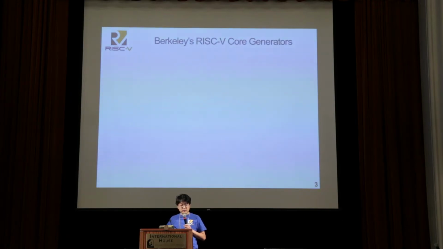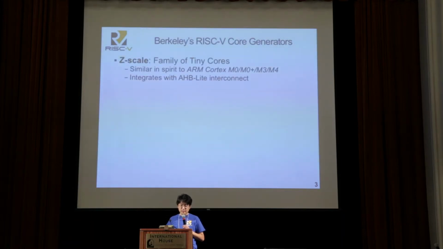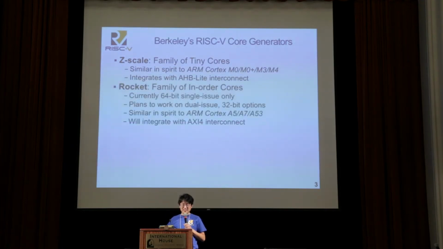So what are all these RISC-V core generators from Berkeley, which are following the trade name? Zscale is generating a family of tiny cores, which are similar in spirit to ARM's Cortex-M0, M0+, M3, and M4. It integrates with the AHB-Lite interconnect. The Rocket generator generates a family of in-order cores. Currently, it only supports the 64-bit single-issue processor. We have plans to work on dual issue and have 32-bit options as well, so that it can execute the RV32G ISA. It's similar in spirit to ARM's Cortex-A5, A7, and A53.